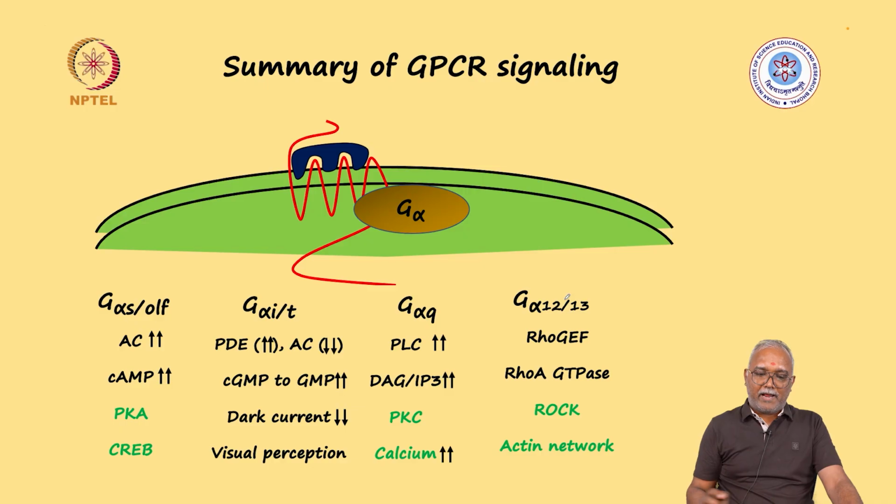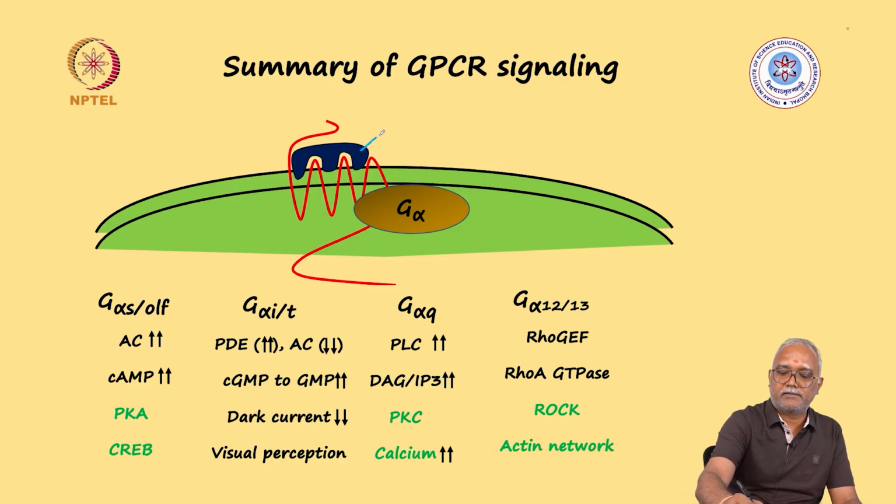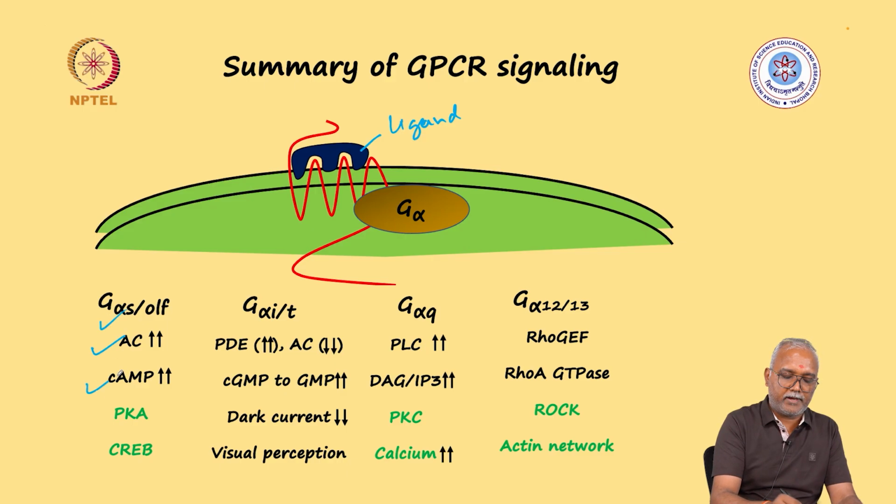So if we summarize how GPCR signaling looks like, the ligand binds to the receptor, it activates G alpha, and depending on which G alpha, the signaling moves forward. G alpha S, or olfactory type, activates adenylyl cyclase, makes more and more cyclic AMP, which binds to protein kinase A and activates it. This protein kinase A phosphorylates CREB and helps in transcription.